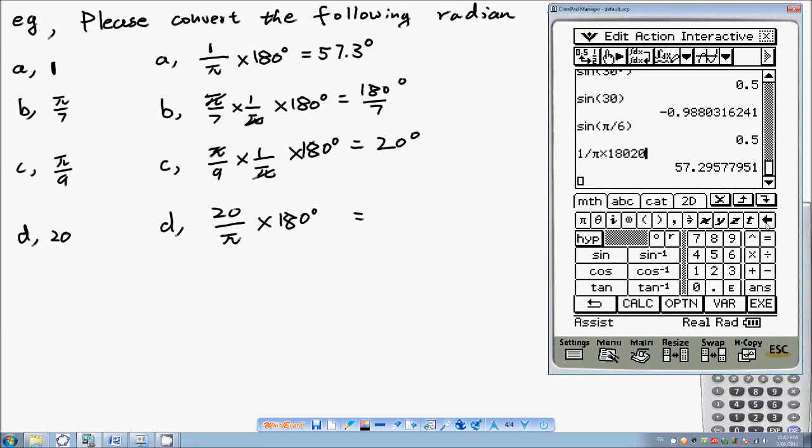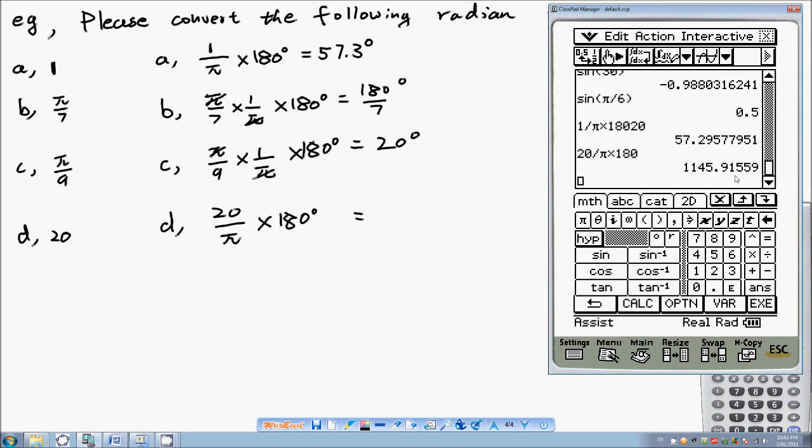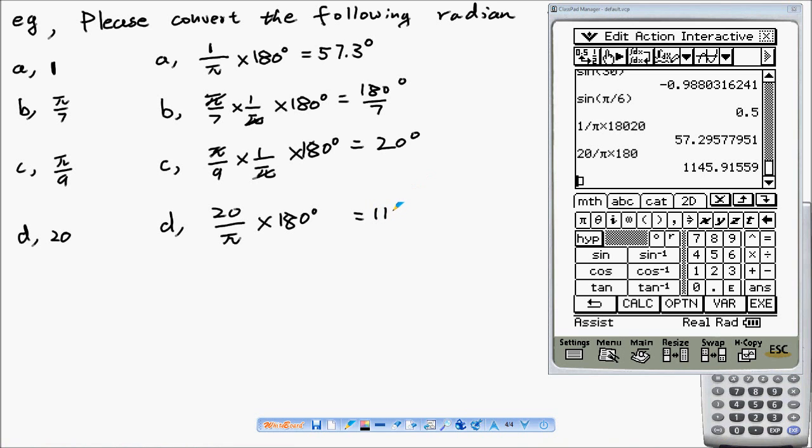In question D, radians 20 divided by pi times 180 degrees will be, let's use our calculator, 20 divided by pi times 180. It's going to be 1,145.9 degrees. This is how we convert radians to degrees.